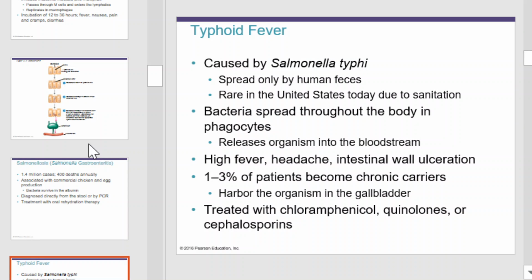Typhoid fever. Typhoid fever is caused by Salmonella typhi and is spread only by human feces. It's rare in the United States today due to sanitation. Most typhoid outbreaks are associated with breakdowns in sanitation. Bacteria are spread throughout the body in phagocytes. It releases the organism into the bloodstream. It causes a high fever, headache, intestinal wall ulceration, and 1 to 3% of patients will become chronic carriers and harbor the organism in their gallbladder. It can be treated with chloramphenicol, quinolones, or cephalosporins.